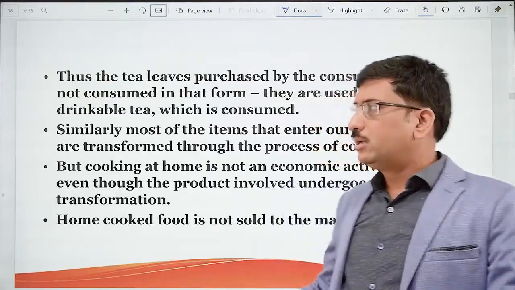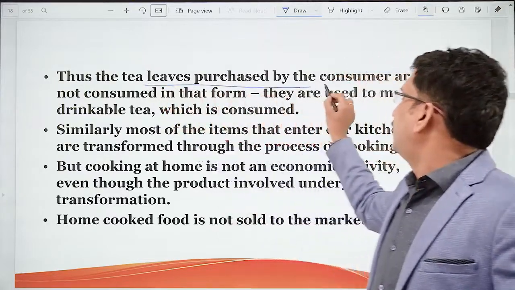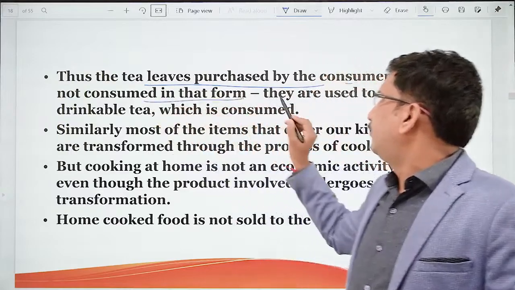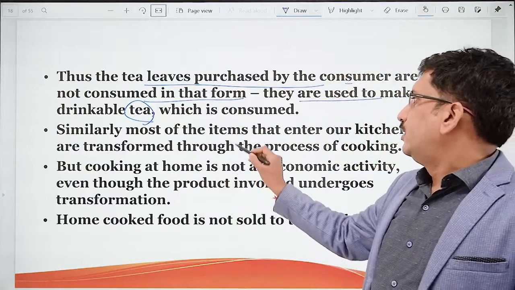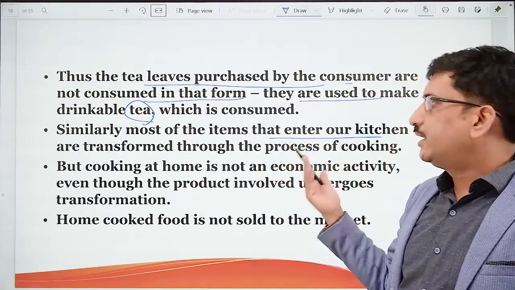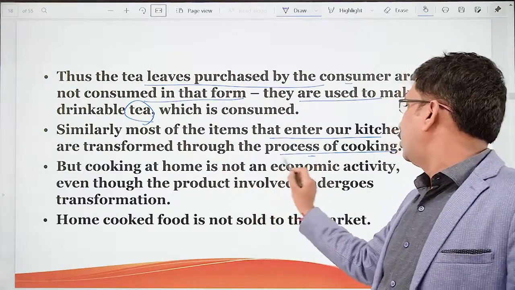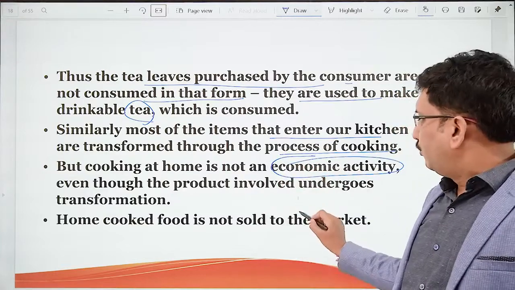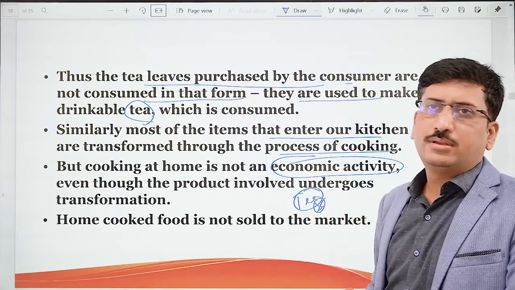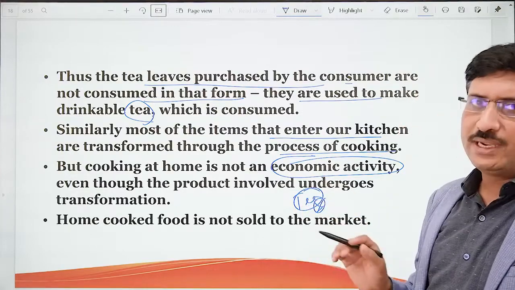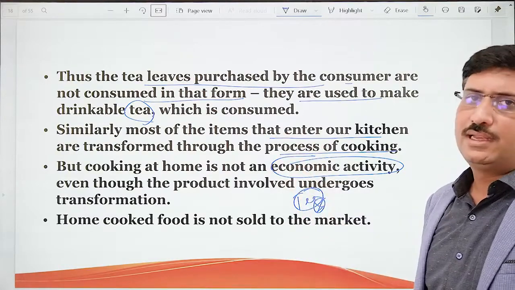Here I have already given this example. The tea leaves purchased by the consumer are not consumed in that form. They are used to make the drinkable tea. Correct? Similarly, most of the items which enter the kitchen are transformed by the process of cooking. But cooking at home is not an economic activity. That's what I explained. We prepare tea at home, but this is not considered final good in the economic sense, correct? Because we are not selling here. So you must be able to understand that difference.